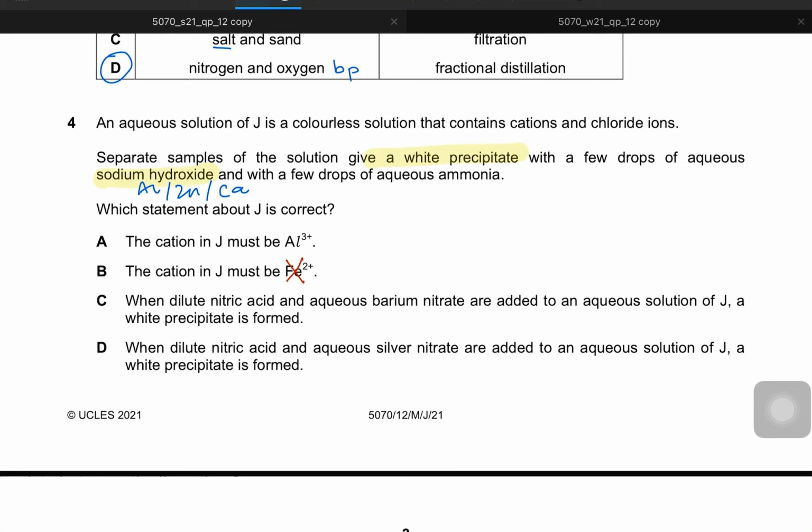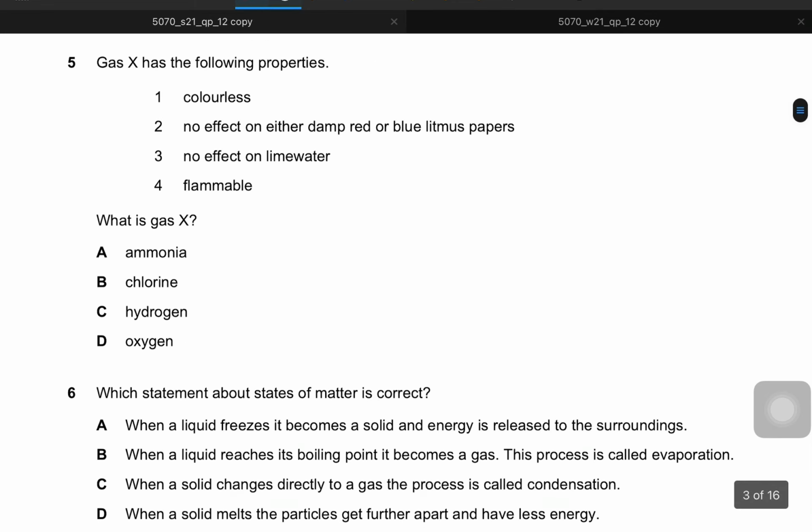When dilute nitric acid and aqueous barium nitrate are added to an aqueous solution of J, a white precipitate is formed. Barium does not give a precipitate with chloride. When dilute nitric acid and aqueous silver nitrate are added to an aqueous solution of J, a white precipitate is formed. That is totally true, because silver ions react with chloride ions to produce silver chloride insoluble precipitates. Option A is incorrect because we are not sure what is going to be released over here. It could be aluminium, it could have been calcium, it could have been zinc.